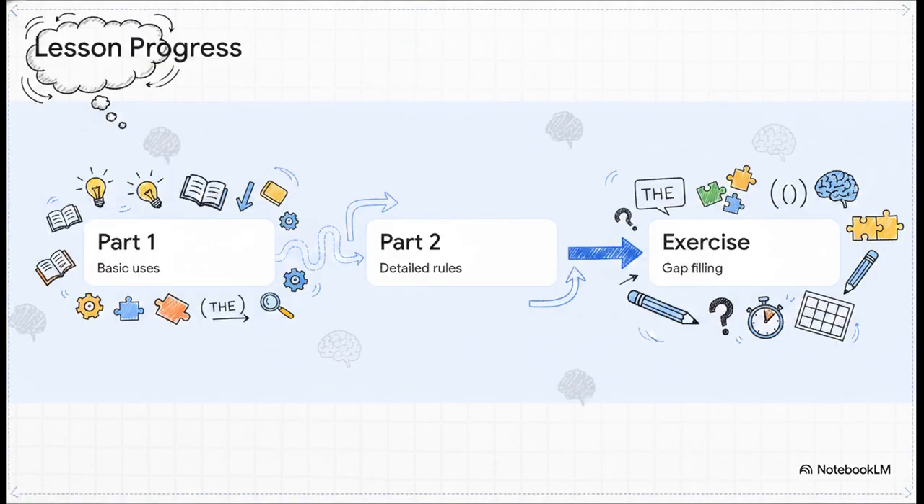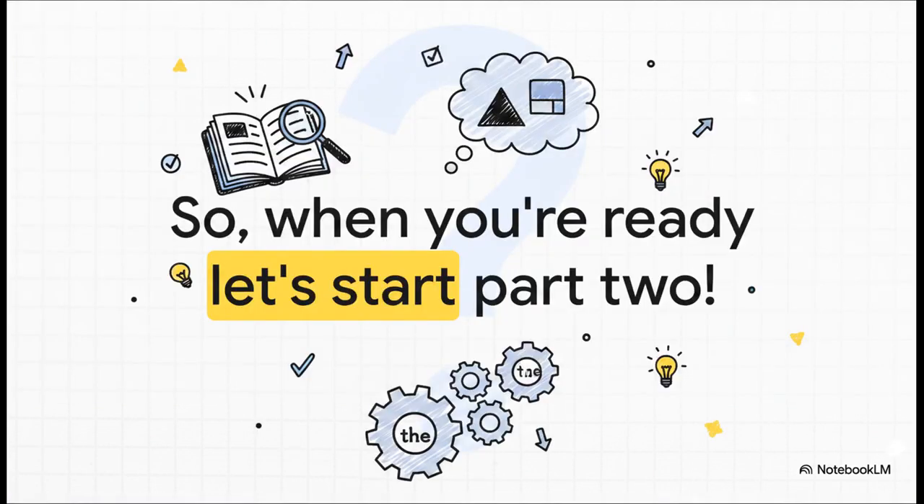Let's move to the blueprint and see how this builds step by step. It's super straightforward. Step 1, absorb the basic uses from part 1. Step 2, tackle the detailed rules of the, paying extra special attention to those tricky omissions we talked about. And step 3, prove your new knowledge by actually completing the gap-filling exercise. Which leaves us with Minu's enthusiastic call to action. So, when you're ready, let's start part 2.